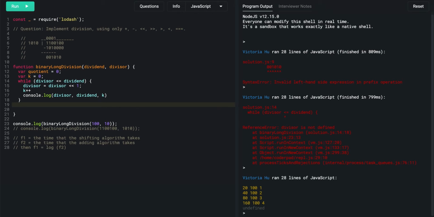Okay. So for our next while loop, we basically need to go from k to k minus 1, and then we want to go from k minus 1 to 0. So I'm going to start with k minus minus. I go until it's greater than 0.